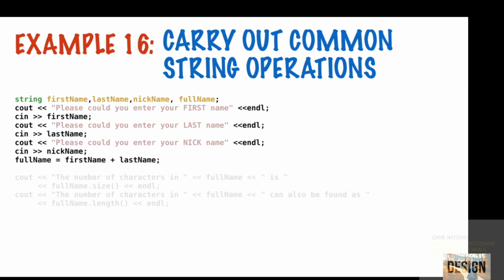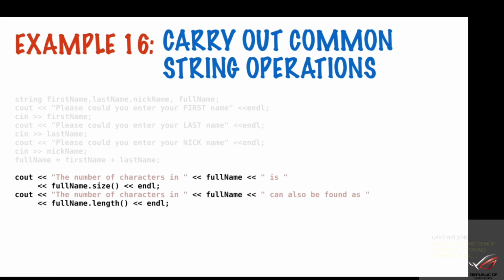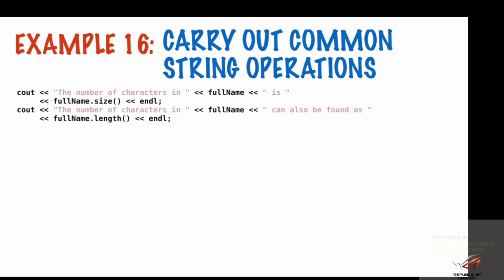Okay, let's now really quickly run through and make use of all of the functions that we just discussed. On screen now, you can see a snippet of code which prompts a user for his first name, last name, and nickname. It then concatenates the first name and the last name and stores this value in a variable called fullname. Next up, it prints the number of characters in the full name in two different ways, using both the fullname.size method and the fullname.length method.